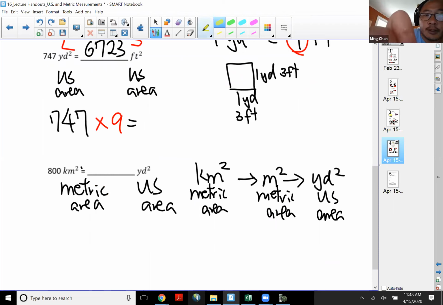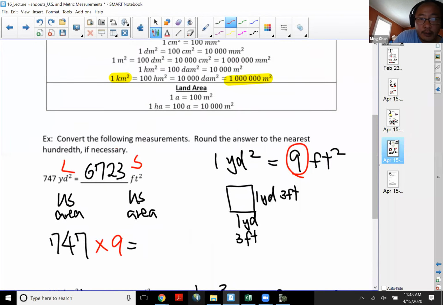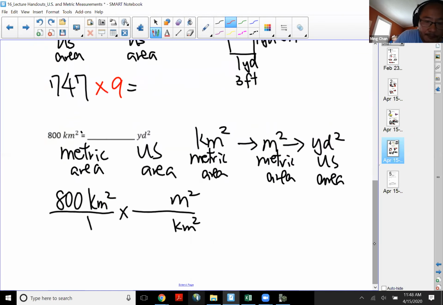All right, so I'm going to use my dimensional analysis. I'm going to start out with 800 square kilometer over 1 and times the next fraction. In the bottom I'm going to put square kilometer. My table tells me I can go from square kilometer to square meter, and the ratio is 1 square kilometer for a million, 1 with 6 zeros. Okay. So now the square kilometer cancels out.